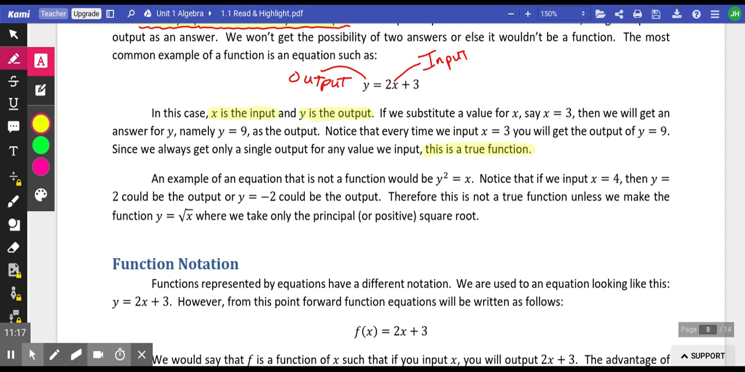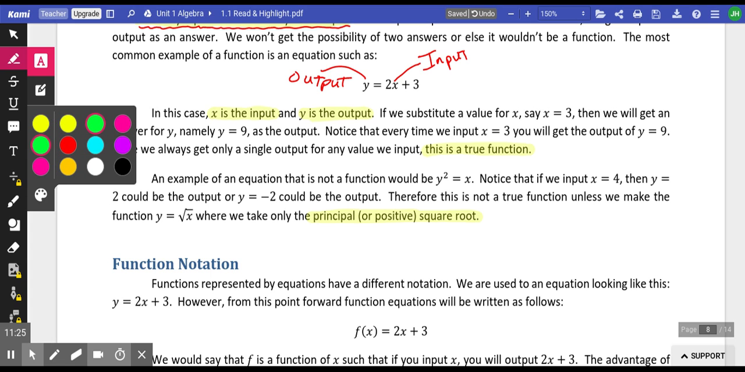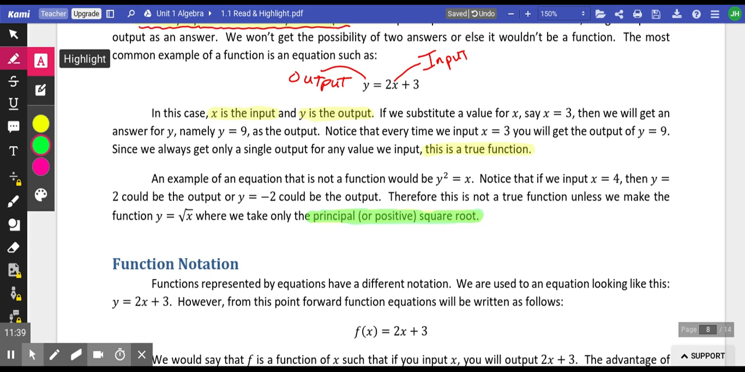I think that's kind of important. I don't know what that means, principal or positive square root. So I might want to highlight that. Or you know what? Maybe since it doesn't make any sense to me, I might want to highlight it in a different color. Because then when I come back to class, I can ask Coach Herman, hey, what does principal or positive square root mean? If that's something you don't understand, maybe it's something you could highlight in a different color so you know already that we have a question.